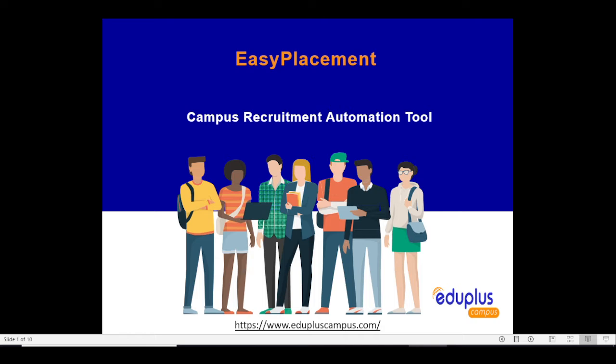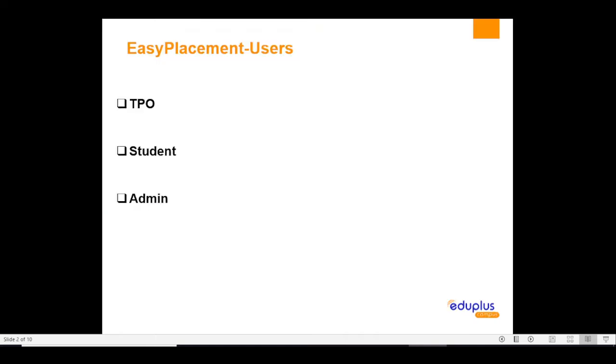On the student end, the student can monitor and check his or her placement and internship status continuously. Now we will see all three roles of the TPO model one by one. There are three major roles of the TPO model: TPO role, student role, and admin role.